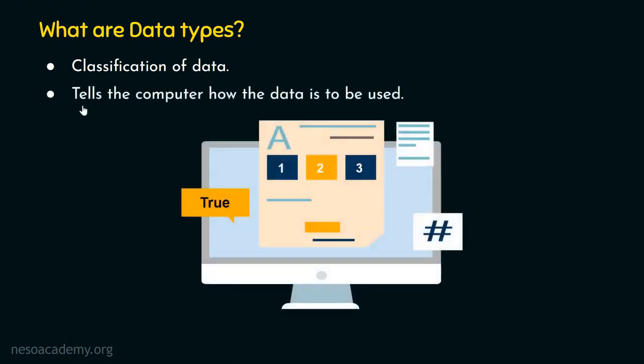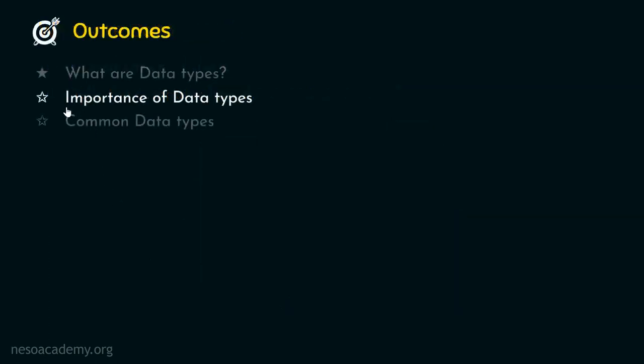With this categorization, we can tell the computer how a particular data is to be used. So data types actually represent the kind of values that tell the computer what type of operations can be performed on a particular data. So here we learned about data types. Now let's see what is the importance of data types.